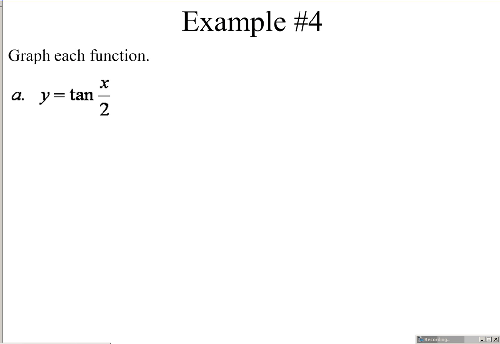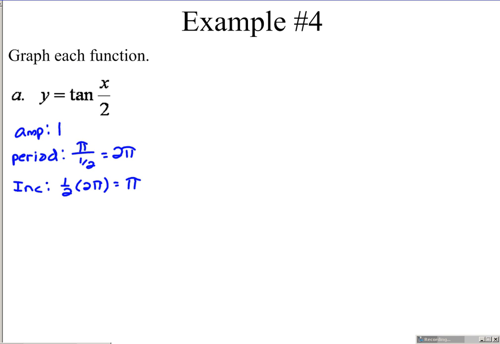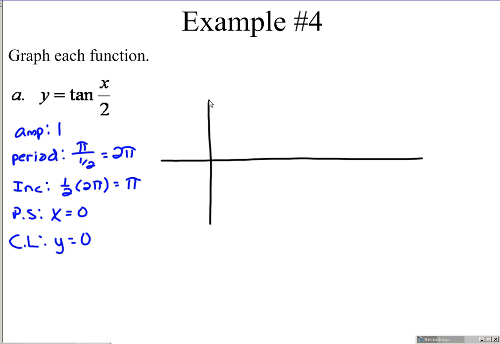So looking at our first graph here, y equals tangent of x over 2. Amplitude is 1. Period is pi over the lead coefficient. Increment is half the period. Phase shift, there is none, so x equals 0. Center line shift, y equals 0. Setting up our graph here then. Phase shift is 0, increment is pi, so 0 plus pi, pi plus pi, 2 pi plus pi, and 3 pi plus pi.